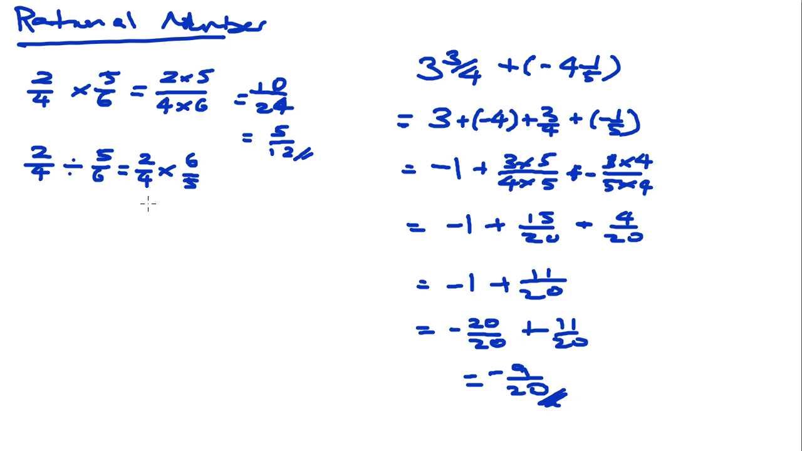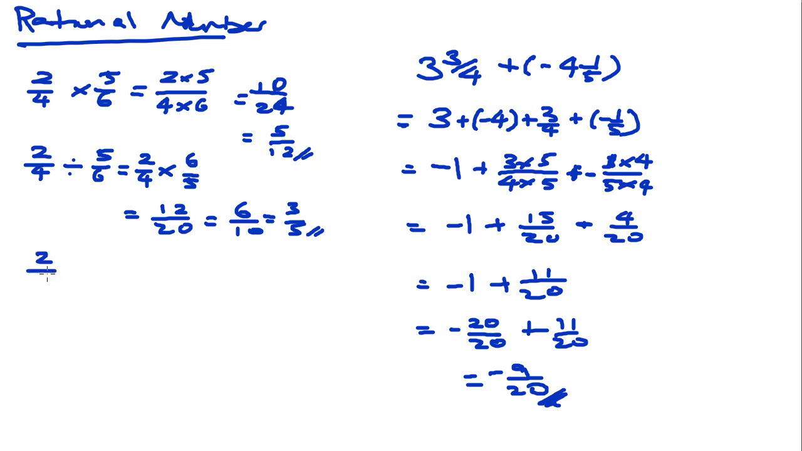So this number times this number will give you something like 12 over 20, and in the simplest form you get 6 over 10. Or you can reduce this even further, it's 3 over 5. So this is the answer in the simplest form.